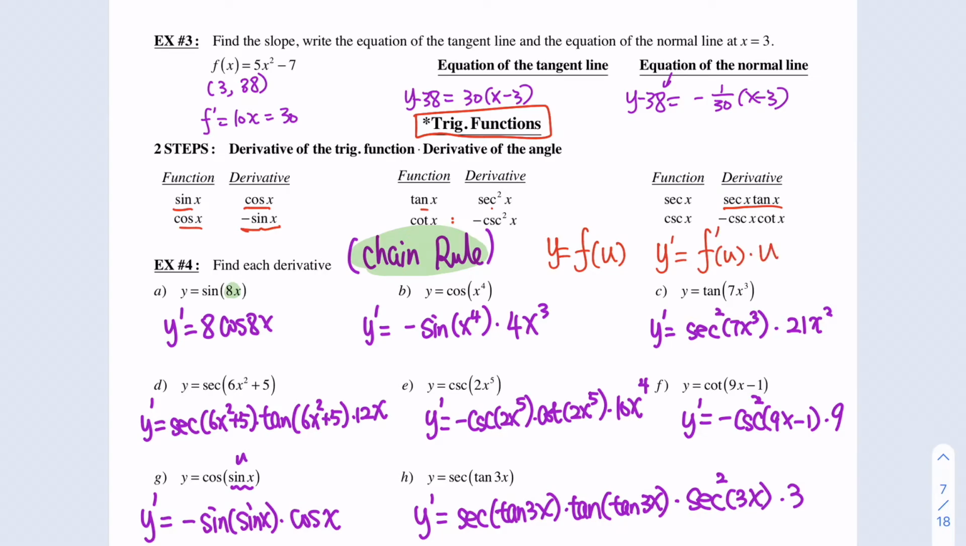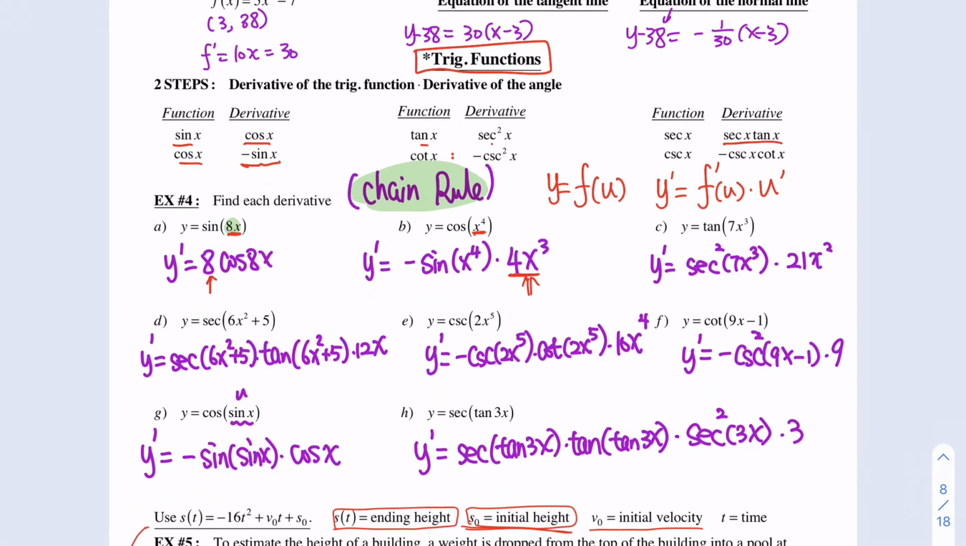This is what we call the chain rule. So you have to take the derivative of 8x, give us 8. That's from the chain rule. Derivative of x to the fourth, you have this term from the chain rule. Same thing, you can practice these problems and have a look.